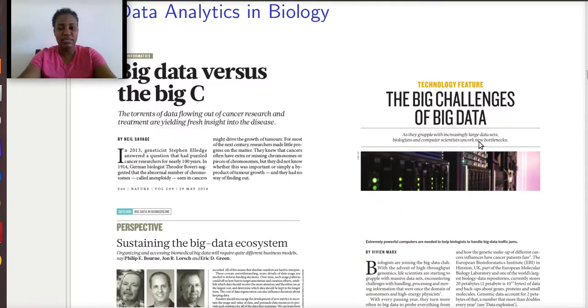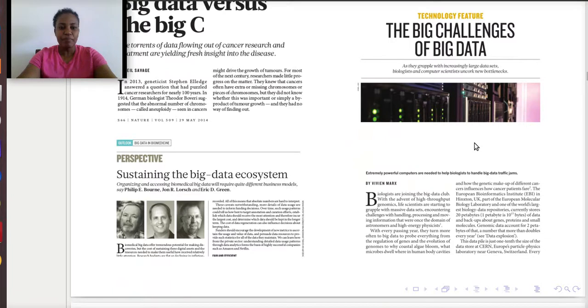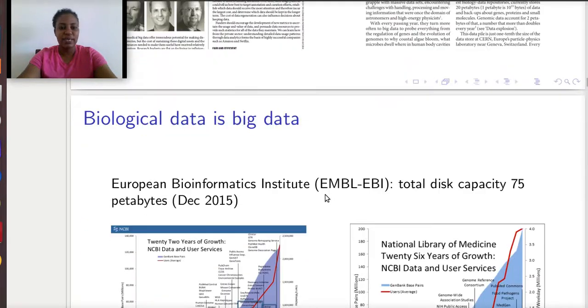There are challenges on big data when it comes to biological data, which doubles every year. How do you sustain the big data ecosystem in the biology domain? Organizing and accessing biomedical big data will require quite different business models. That's what it says. So biological data is big data.